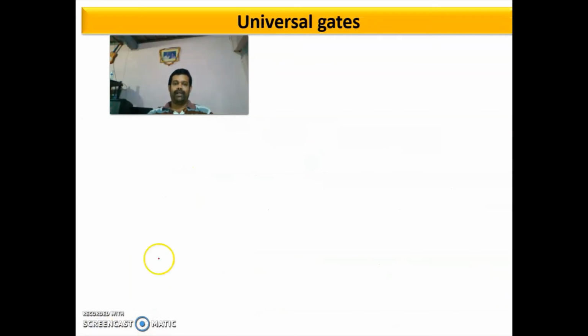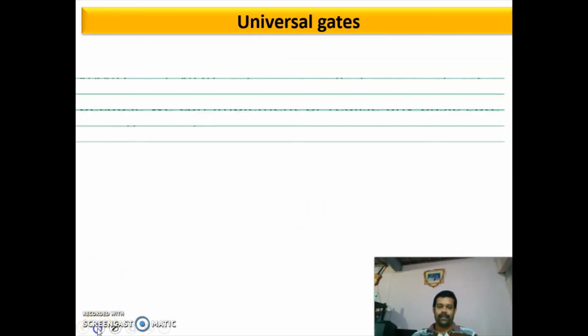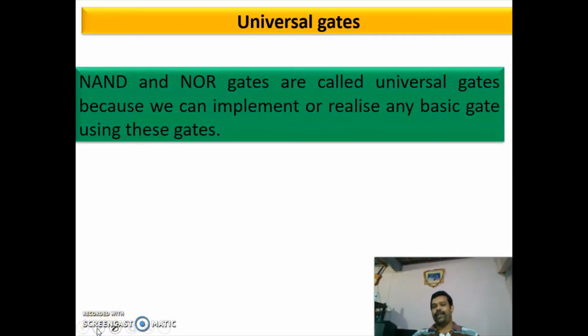Next we are going for universal gates. The NAND and NOR gates are said to be universal gates because by using these two gates, we can implement any logic functions. So we can implement any logic function by using only these NAND gates and NOR gates. So these NAND gates and NOR gates are said to be universal gates.